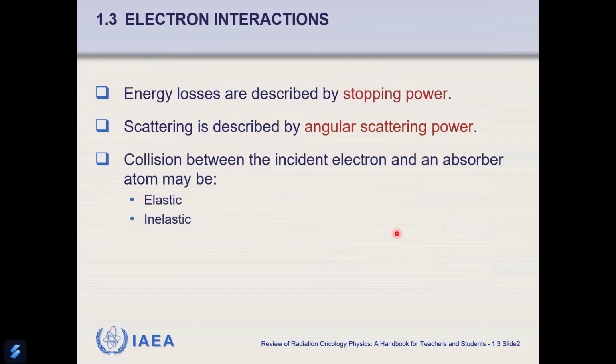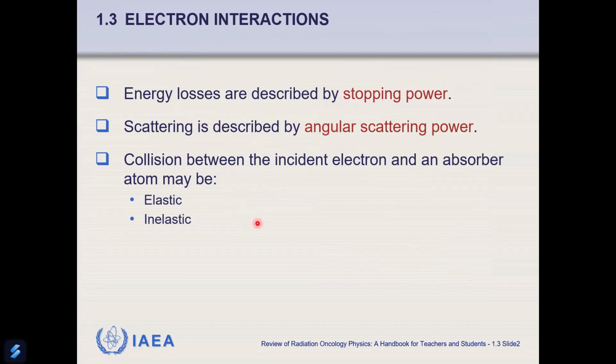Energy loss is described by what we call stopping power, whereas scattering is described by angular scattering power. So scattering basically is a change of direction. That's why we talk about angular. That's why there's an angular component to the scattering power. So energy loss deals with the stopping power. Scattering deals with the angles.